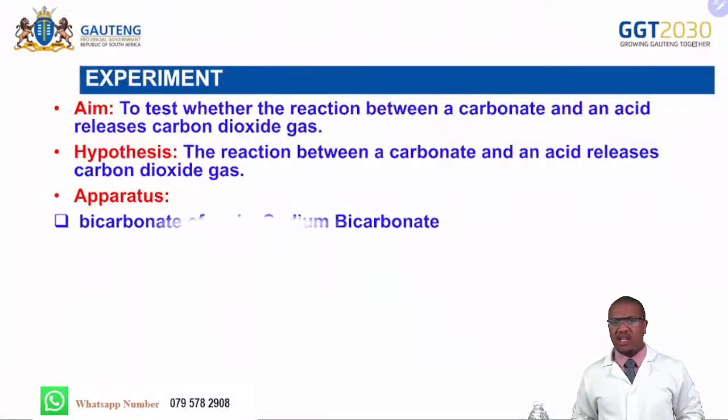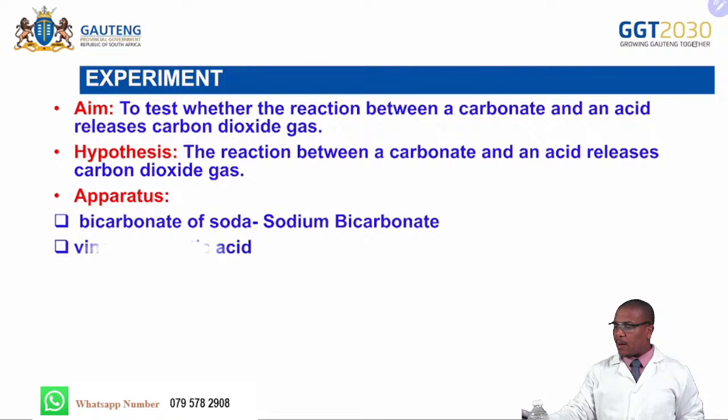Remember our lesson objectives. We're going to test whether a reaction between an acid and a carbonate releases carbon dioxide or not, right? Our hypothesis. Our hypothesis is that the reaction between an acid and a carbonate does release what? Carbon dioxide gas.